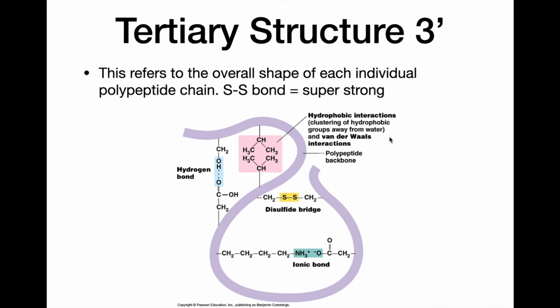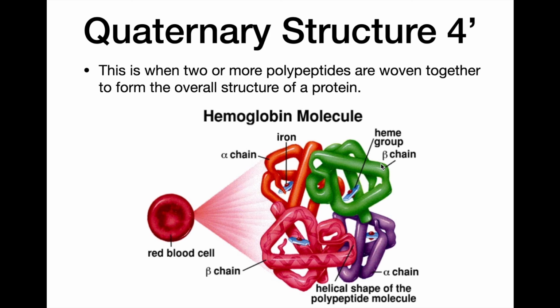So your secondary structure is the first set of folding. You have alpha helixes and beta sheets, and then the tertiary structure is when you take that secondary structure and fold it even more. This refers to the overall shape of each individual polypeptide chain. You get disulfide bonds. These are super, super strong. So when you get to this tertiary structure, this protein is going to be held into that place for a really, really long time. If you look here, you got sulfur to sulfur bonds. Those are very, very strong.